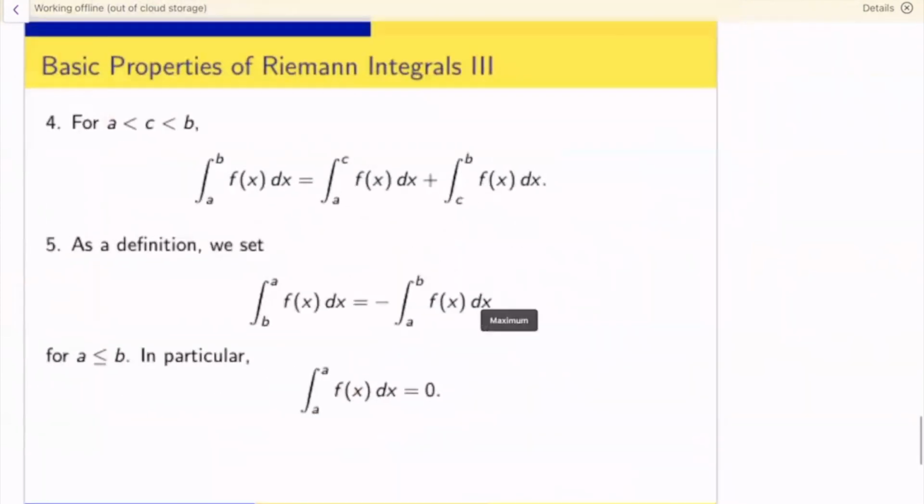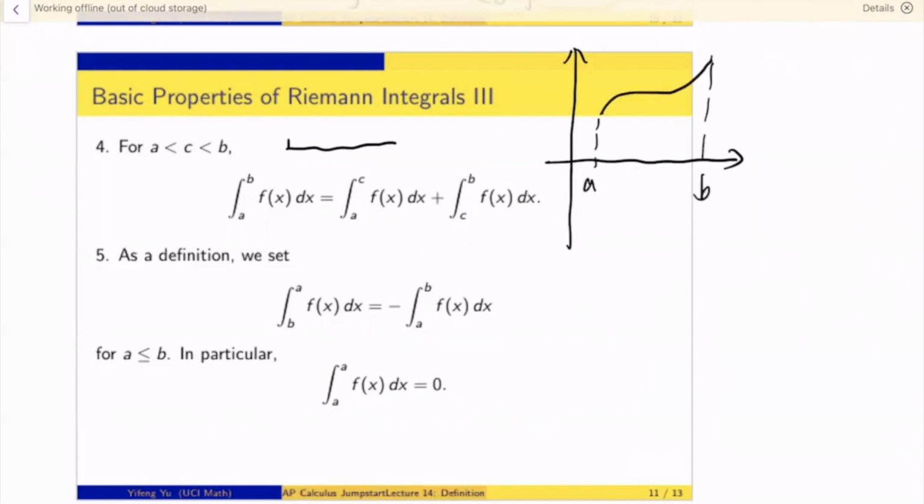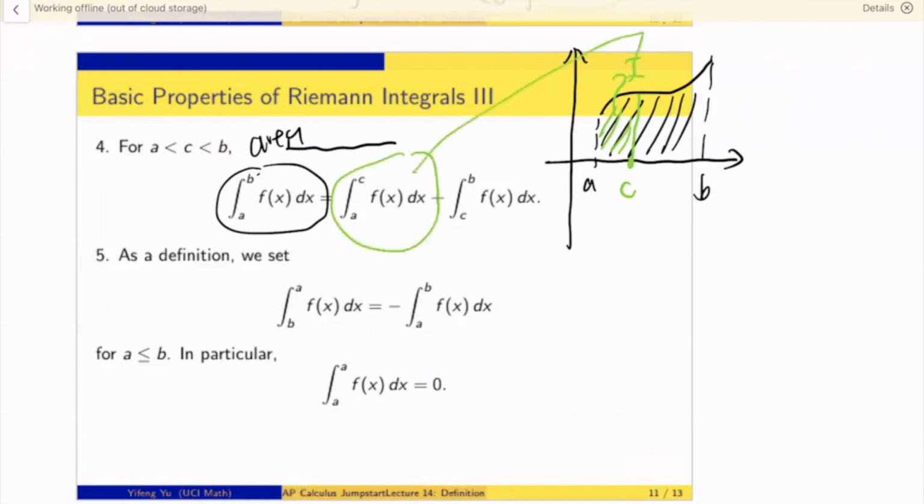All right, we can look at other properties of this integral. From a geometric point of view, it's very clear. If I look at the graph from A to B, this is the total area. Now, if you choose a point C in between, this is area 1, from A to C, and then you have area 2. Of course, the total is the sum.